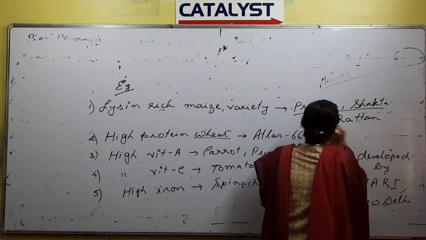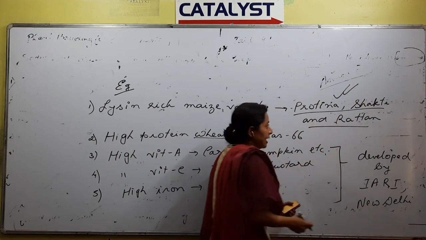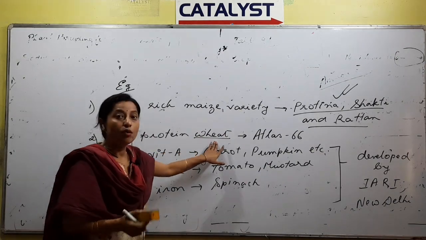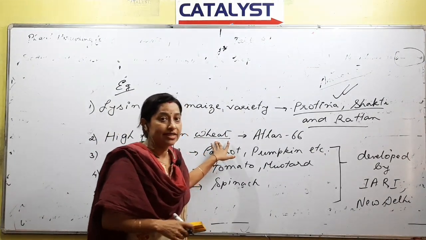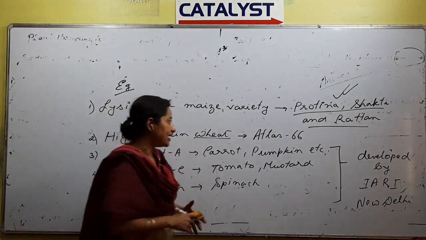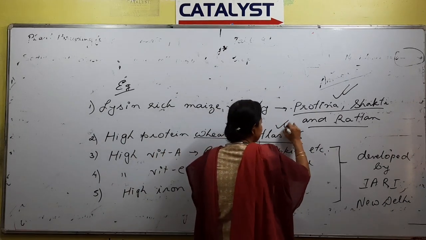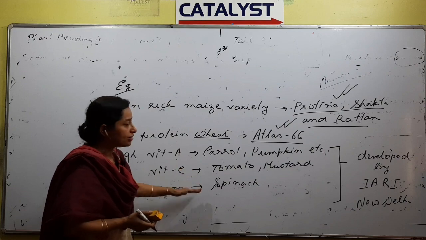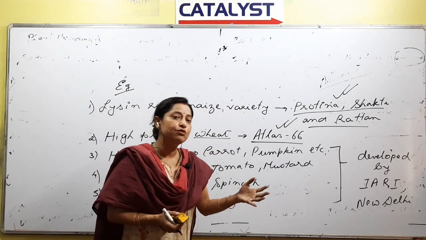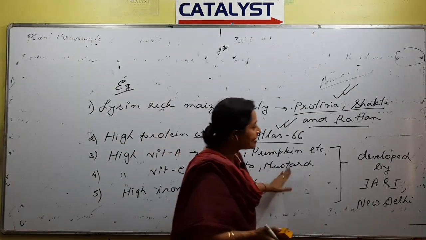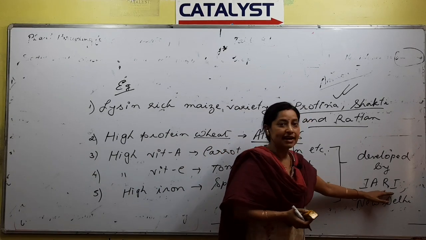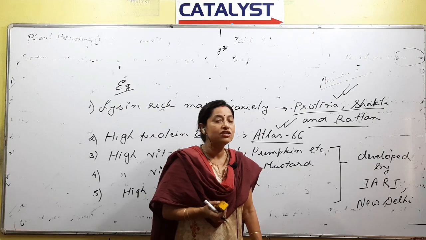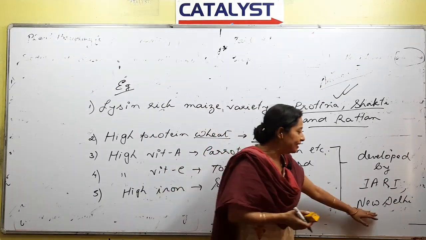These names are important. Similarly, there is a high protein wheat also, normal wheat or a high protein wheat, right? The name of the high protein variety is Atlas 66. This name also you need to remember. Similarly, scientists from time to time have been trying to improve the quality of food. And who is conducting all these experiments? It is done in IARI, or Indian Agricultural Research Institute, that is in New Delhi, right?